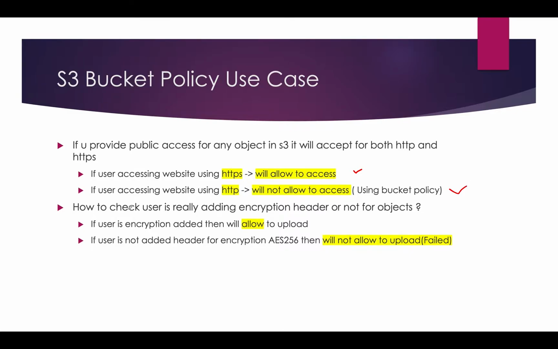And one more: how to check whether the user is really adding the encryption header or not. If you don't know what an encryption header is, please watch my previous video, then you will understand. Now, if the user added encryption, then we will allow the upload. That means while uploading an image, if I have given encryption, I can say okay, go and upload the object to the S3 bucket.